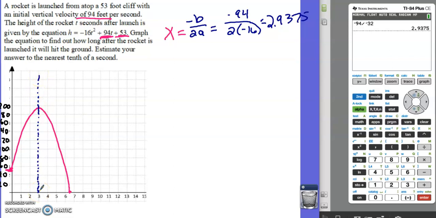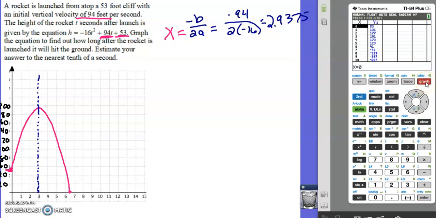So something I want to show you as well, if you go to your table, so this counts by seconds, 1 second, 2 seconds, 3 seconds, 4, 5, 6, and then notice what happens at 7 seconds. It's like literally below ground. So at 0 seconds, we already knew this, it's starting at 53 feet off the ground. At 1 second, it's 131 feet. So literally at 1 second, it's about 131 feet. So my graph's about right. It's about 1 second, 131 feet.